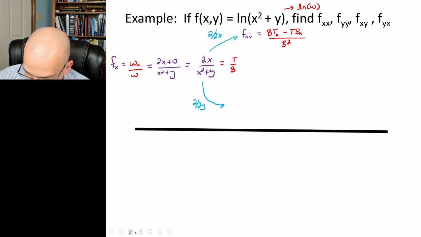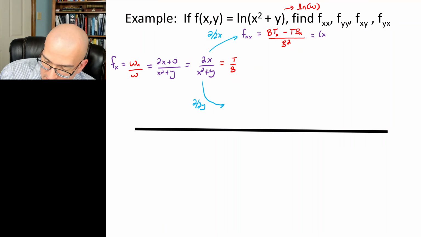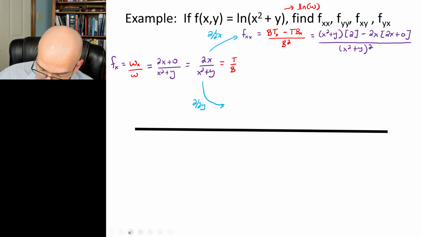So the bottom function, we have x squared plus y, times the derivative of the top with respect to x, which is 2, minus the top function, which is 2x, times the derivative of the bottom with respect to x, which is 2x plus 0, all divided by the bottom squared, x squared plus y, all squared. And I'm going to leave that alone. I'm just going to not simplify that to save some time.